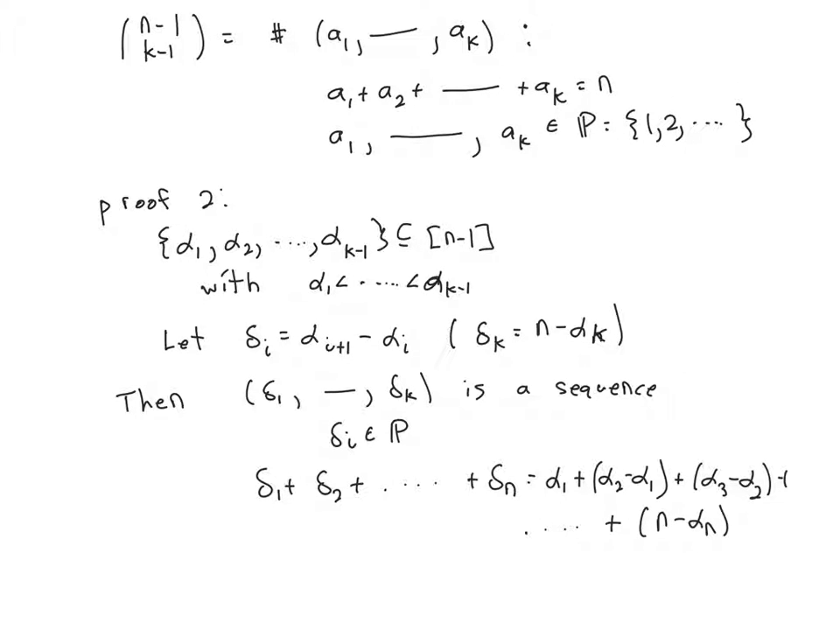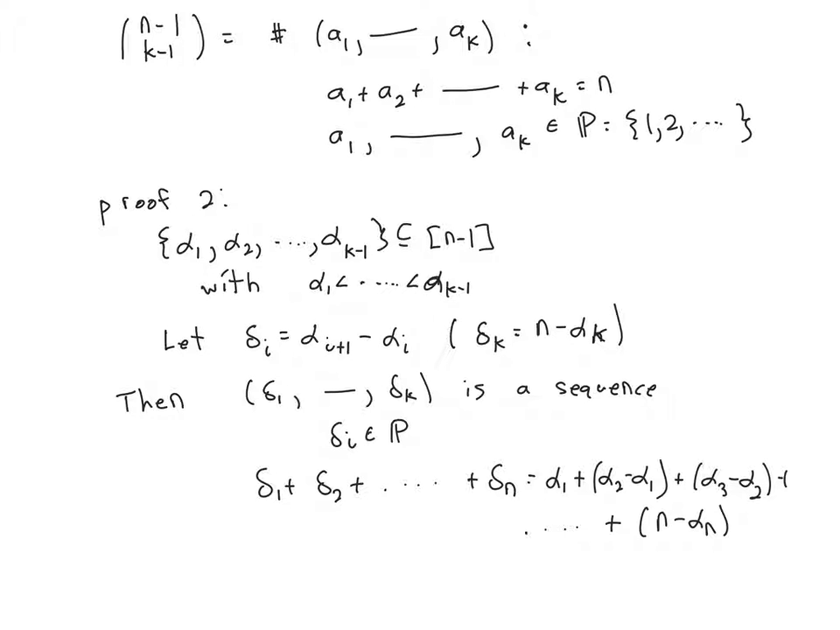Alright, this is a bonus lecture. So we saw with the stars and bars arguments that n minus 1 choose k minus 1 is the number of k-tuples of positive integers that sum to n. So remember, this is the number of ways to distribute n identical objects to k children so that each child gets at least one object.